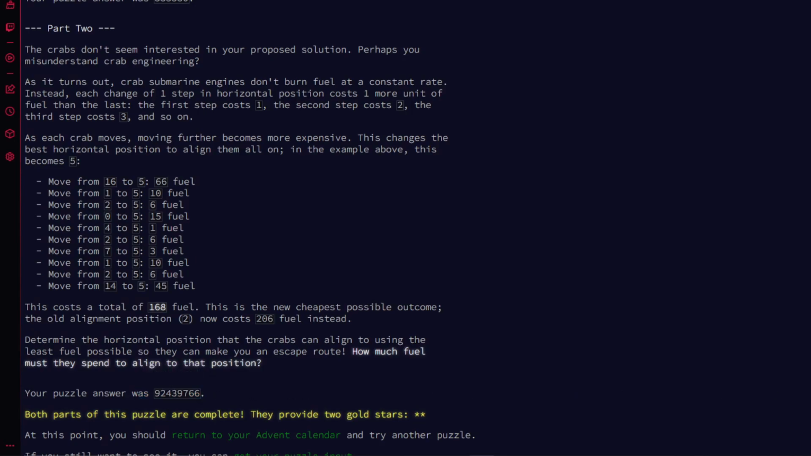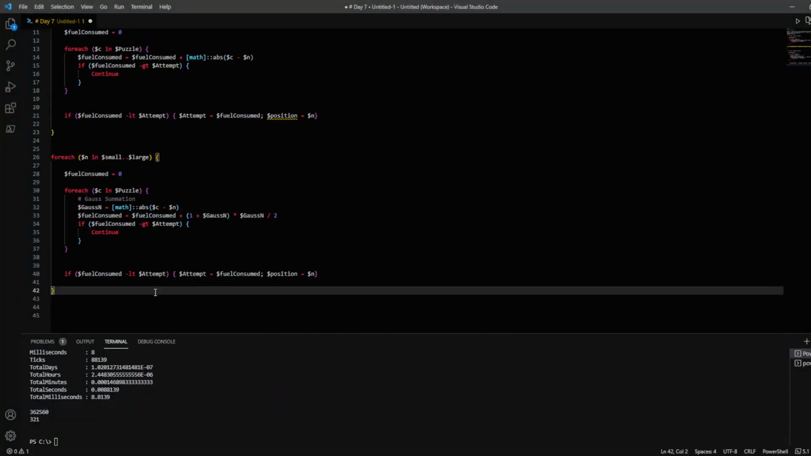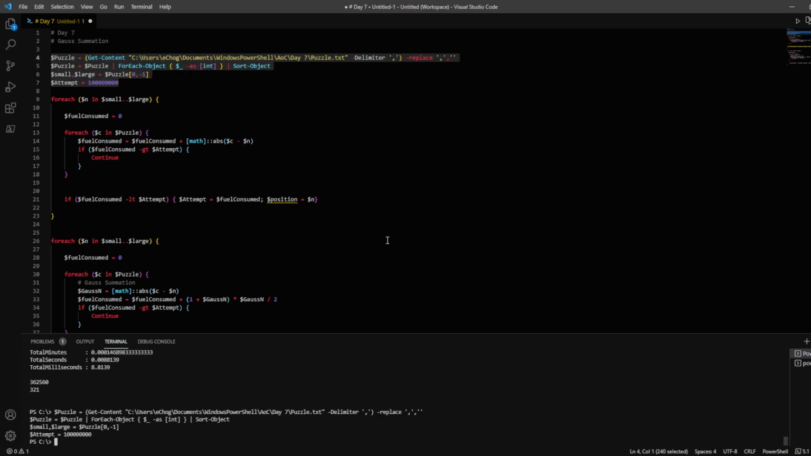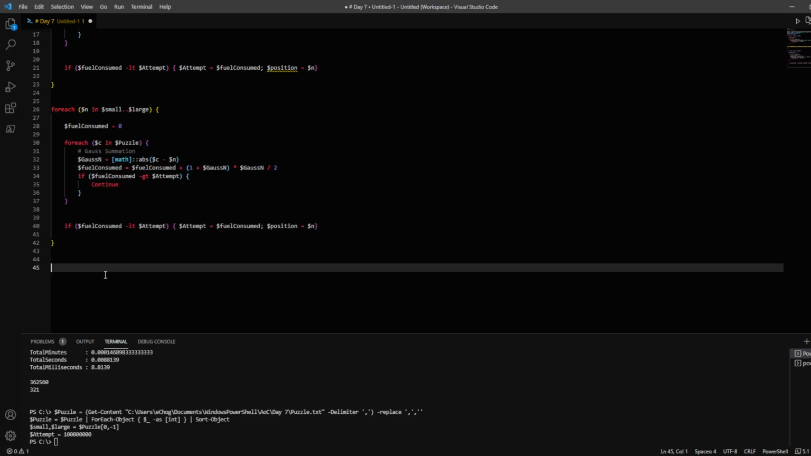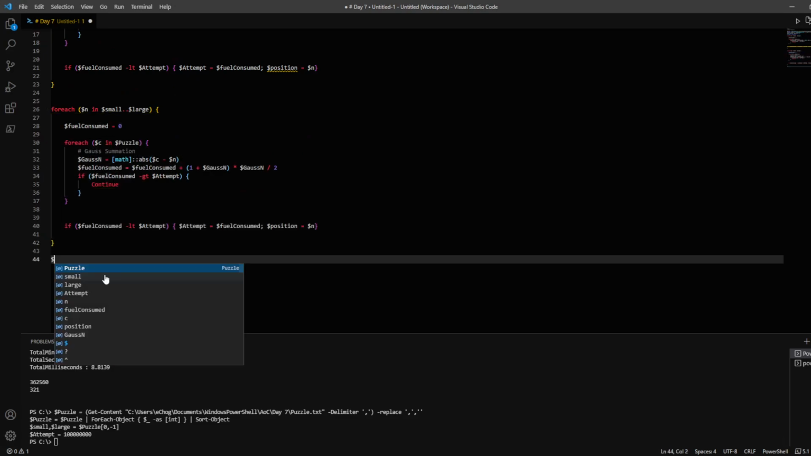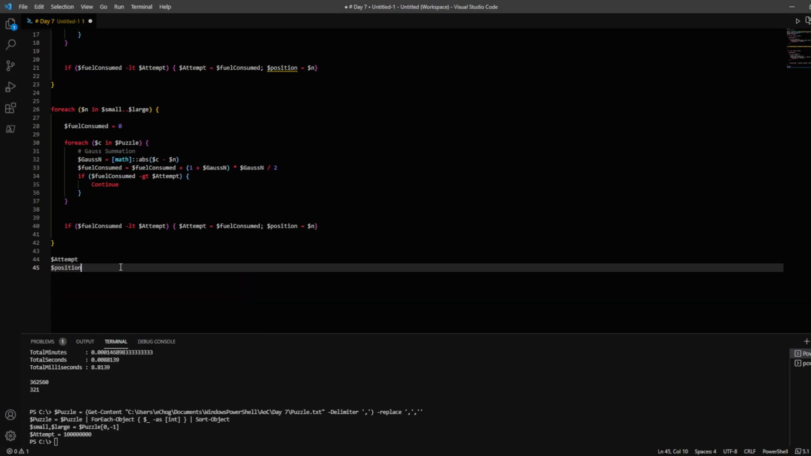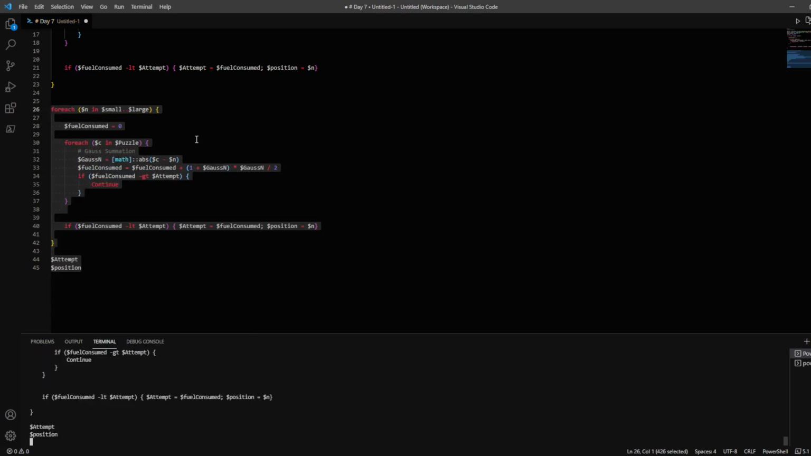So let's tab back over to VS Code now and run this after we reload. Let's change our attempt to 100 million. And run this now. Let's also put the attempt and position back, I should have just copied it, oh I deleted over it. So our answer, 92 million, so just verified that with Advent of Code.